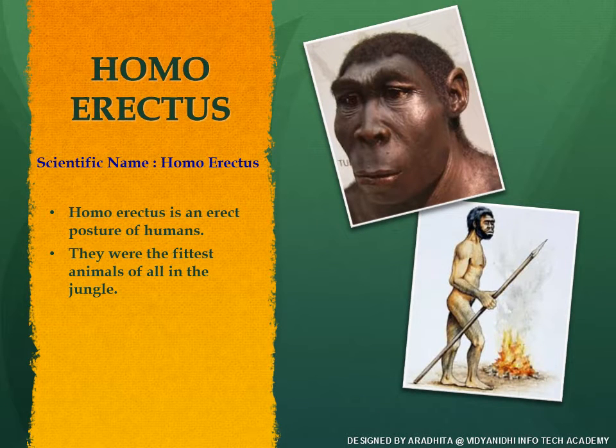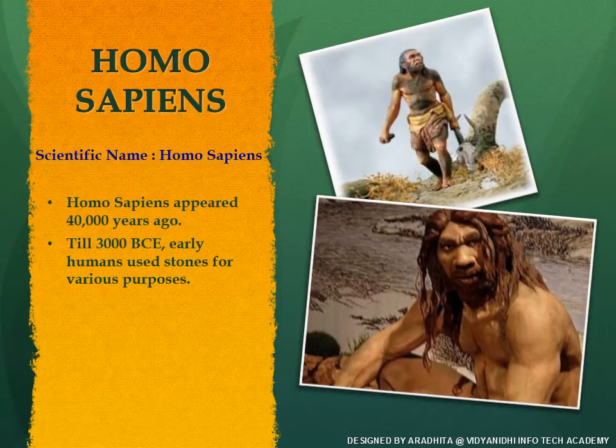Homo erectus. Homo erectus is an erect posture of humans. They were the fittest animals of all in the jungle. Scientific name: Homo erectus. Homo sapiens. Homo sapiens appeared 40,000 years ago. Till 3000 BCE, early humans used stone for various purposes. Scientific name: Homo sapiens.